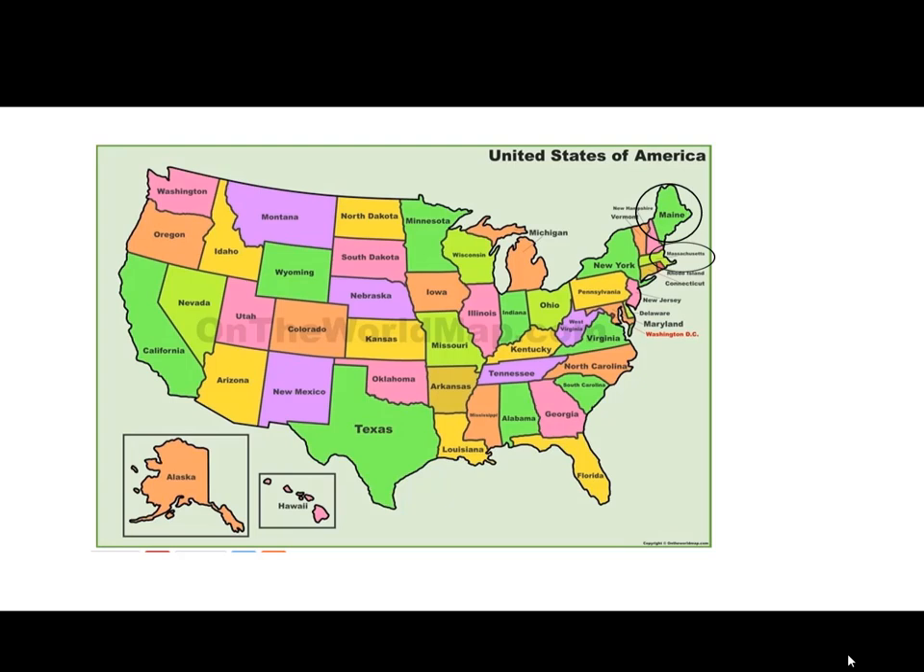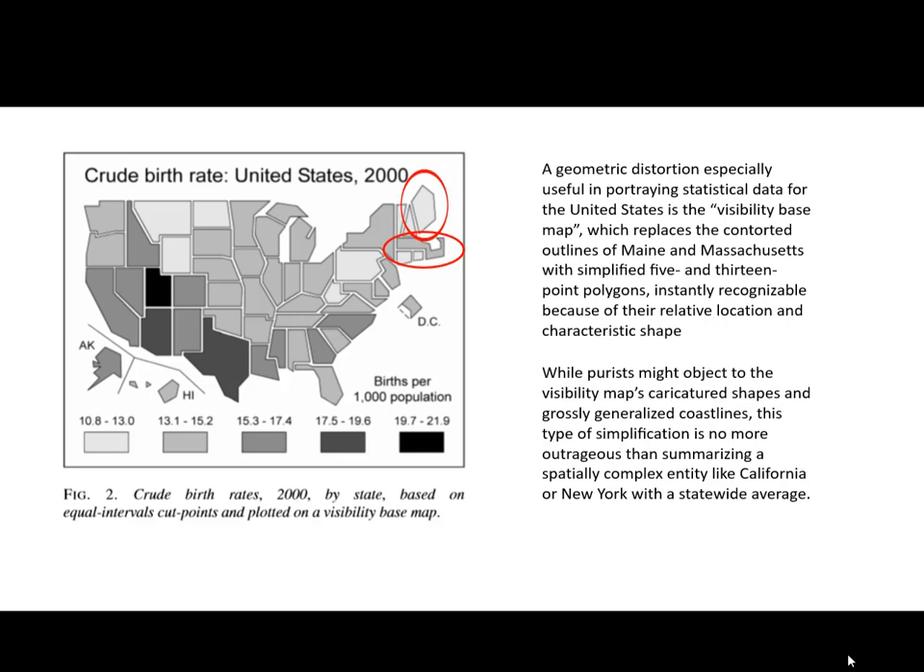Here is a map of the United States, and we concentrate on Maine and Massachusetts because of the way they are presented in this map. A geometric distortion is especially useful in portraying statistical data. For the United States is the visibility-based map, which replaces the contorted outlines of Maine and Massachusetts with simplified 5 and 13 point polygons, as I put them in red circles, instantly recognizable because of their relative location and characteristic shape.